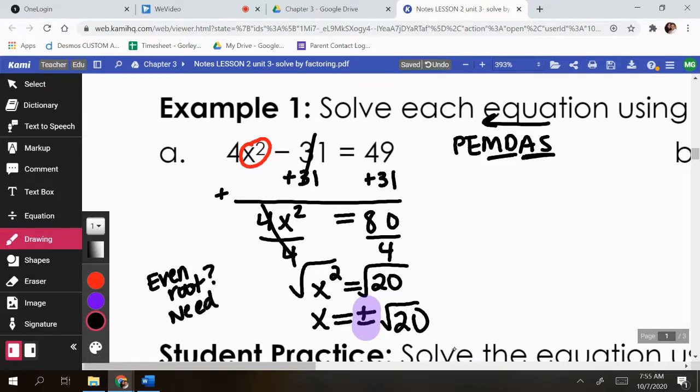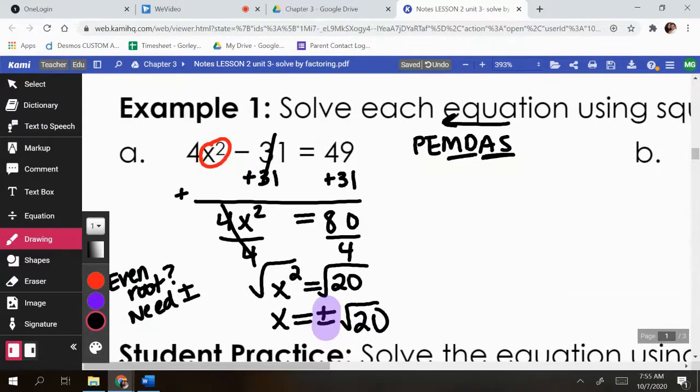You need the plus or minus. So that's square roots, fourth roots, sixth roots. Anytime you're taking an even root, you need plus or minus. Also, I don't want to just leave this as the square root of 20. 20 is divisible by a perfect square. Let's think about perfect squares.